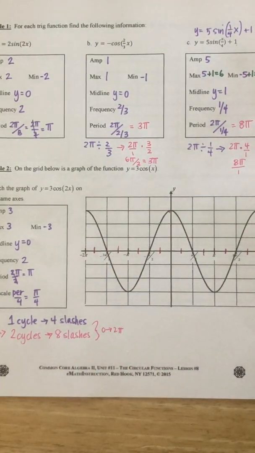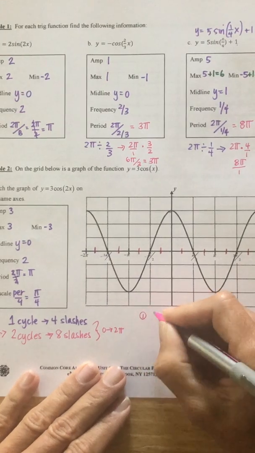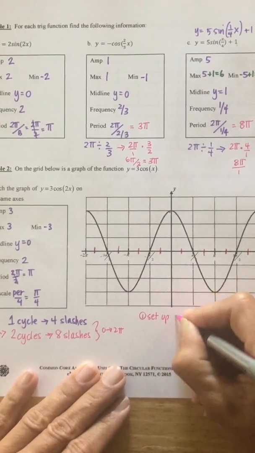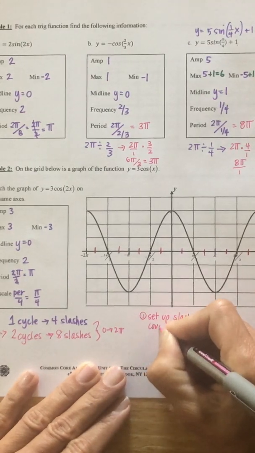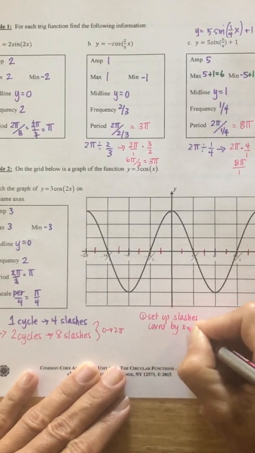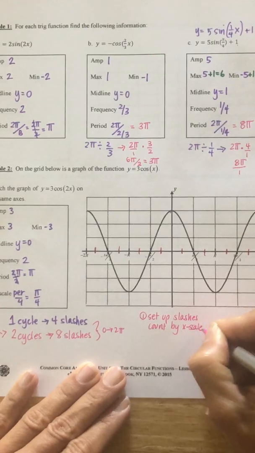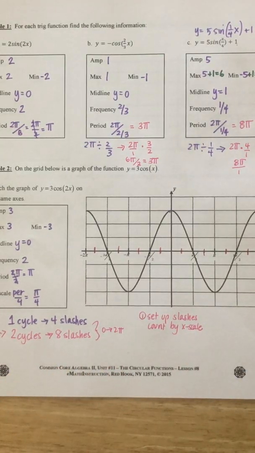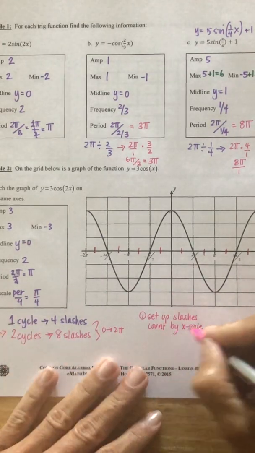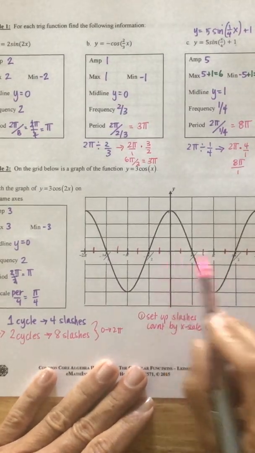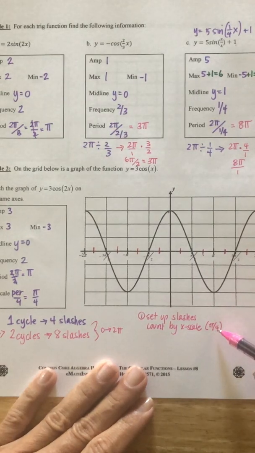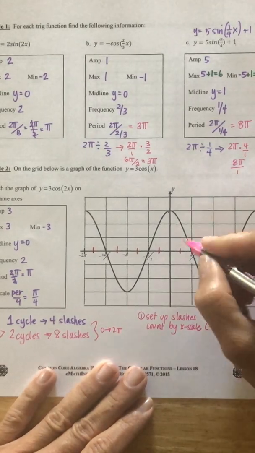Okay. Now, set up slashes, and you're going to count by the x scale. All right, so this is going to be a little annoying. We do have some stuff labeled. I'm going to talk you through it. All right, so my x scale is pi over 4. So you're going to label everything from 0 to 2 pi, but in terms of this pi over 4. So watch me for a sec.